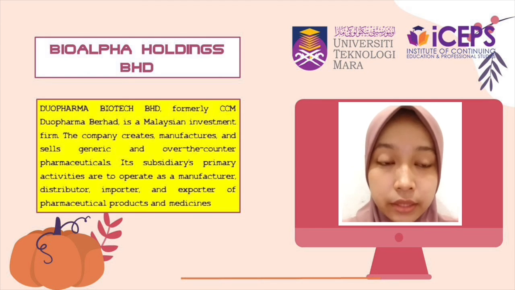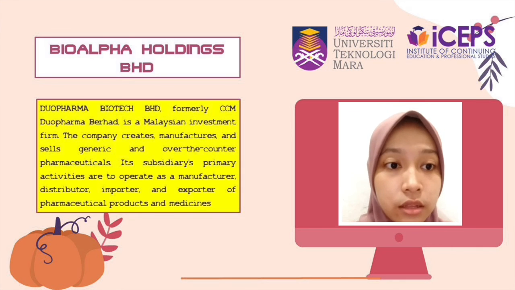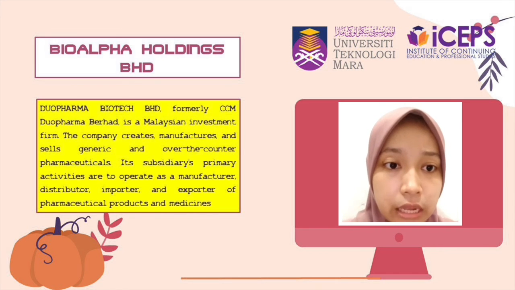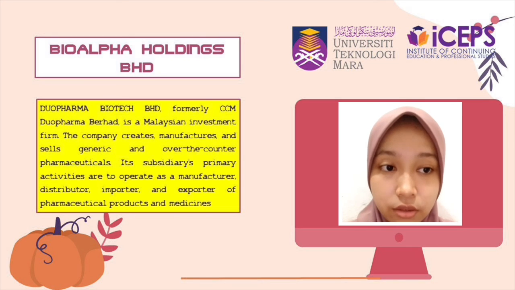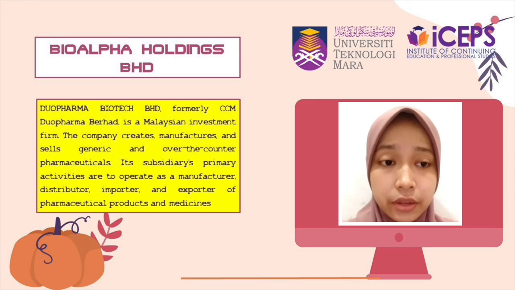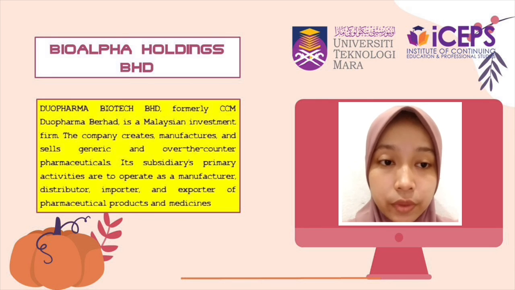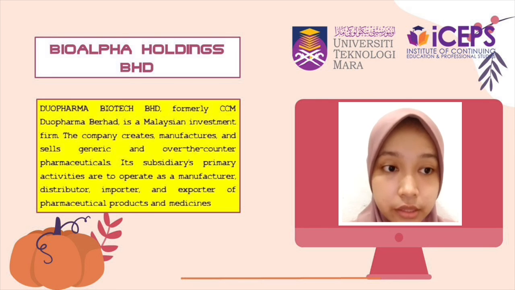They have 2 segments, which are trading and manufacturing, and retail pharmacy. The trading and manufacturing segment refers to the research, development, manufacture, import, export, distribution, and trade of nutritional and healthcare products. Second, retail pharmacy. Retail pharmacy includes pharmacies, drugs, and chemicals.